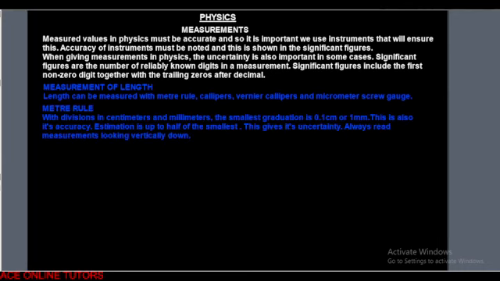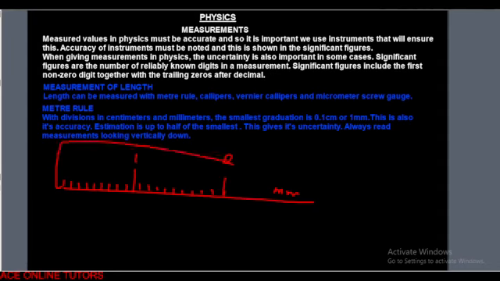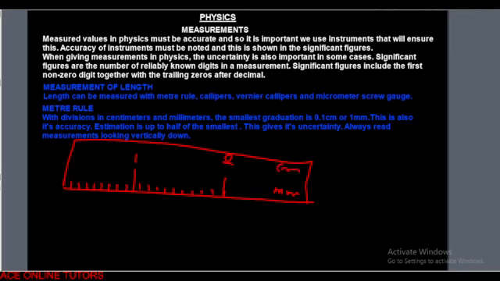Now let's look at the meter rule. This is what we have for a meter rule. 1 2 3 4 5 6 7 8 9 10. This is 1. 1 2 3 4 5 6 7 8 9 10. This is 2. On the meter rule, you notice that here they will write millimeter, and here they will write centimeter. What they are trying to tell you is that if you are counting these ones, you are counting millimeter, but if you are counting the upper ones, you are counting in centimeter.